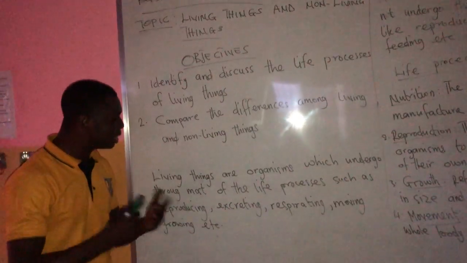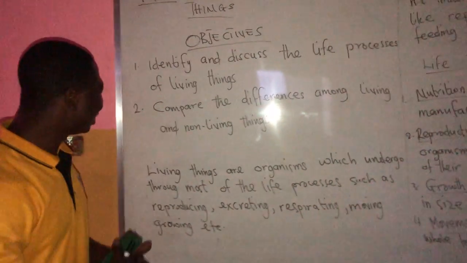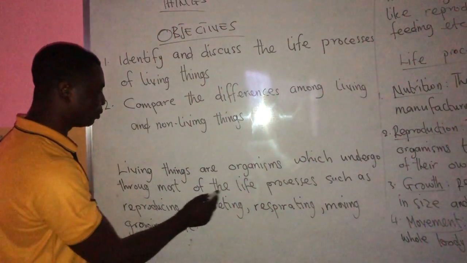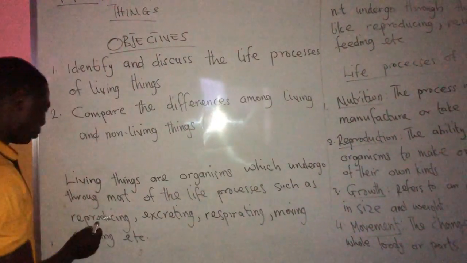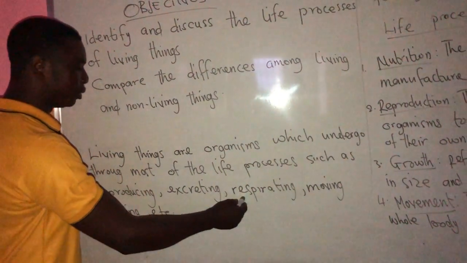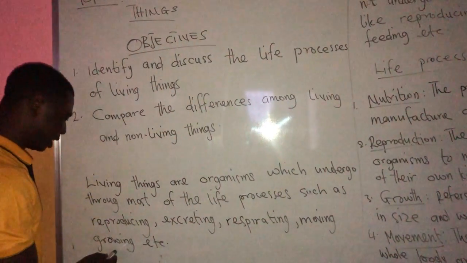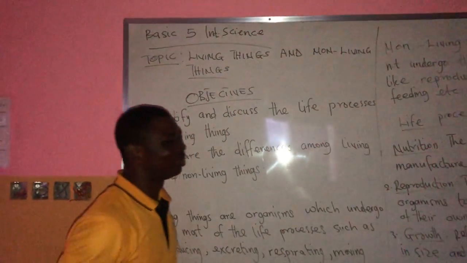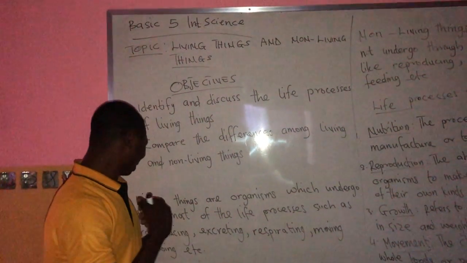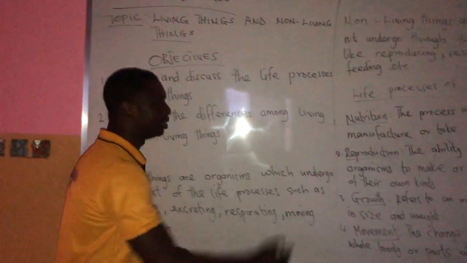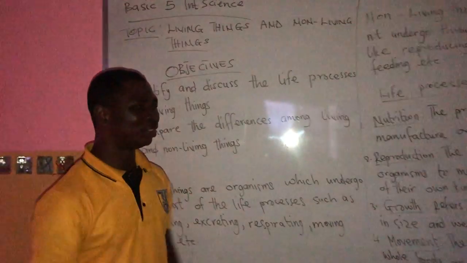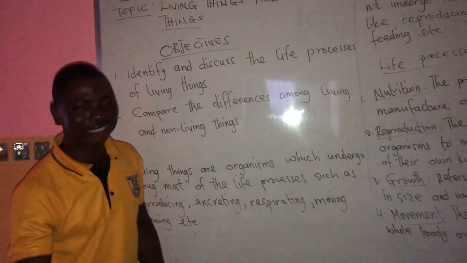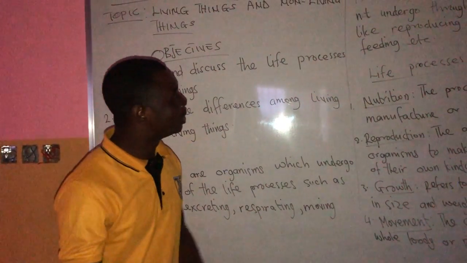Now, let's talk about the meaning of living things. Living things are organisms which undergo most of the life processes, such as reproducing, excreting, respiring, moving, growing. So, you are able to move, you are able to jump, you are able to breathe in and respire. That means you are a living thing. So anything like you that can undergo all those processes is also a living thing.